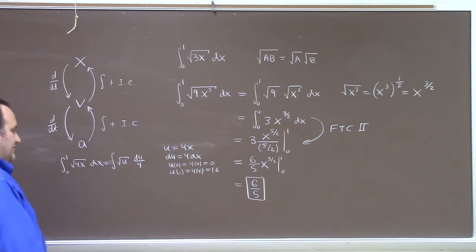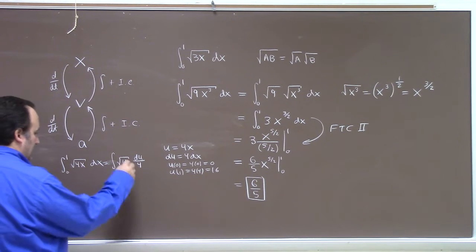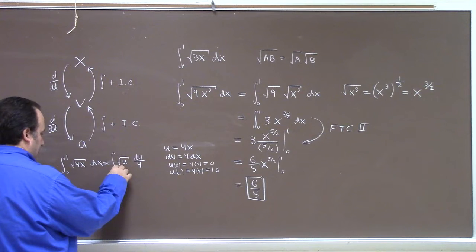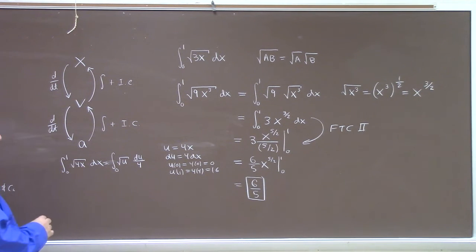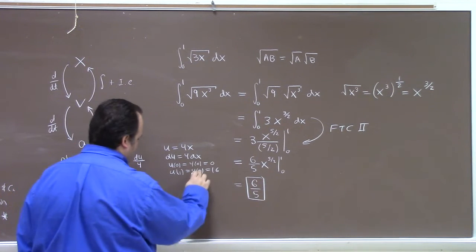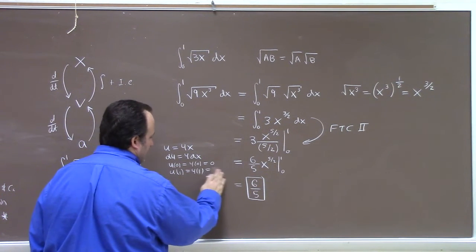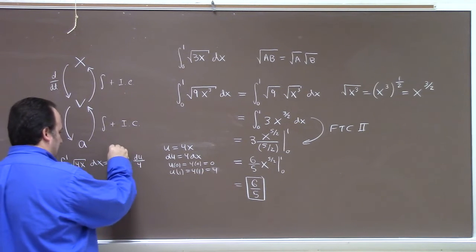So it looks like the bounds in u are 0 to, oh, I'm an idiot. 4 times 1, not 4 times 4, dummy. Me, not you. So 4. So the bounds in u go from 0 to 4.